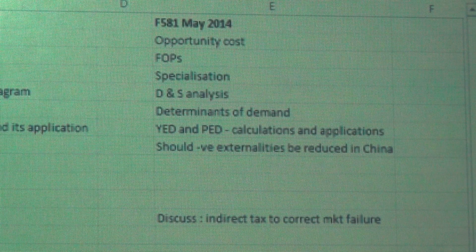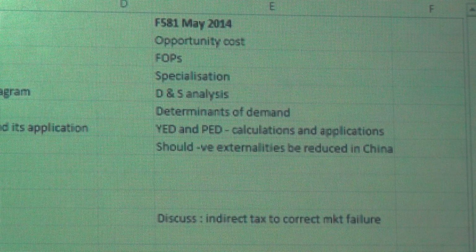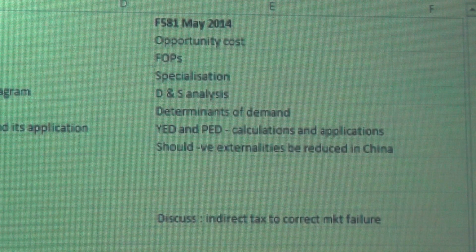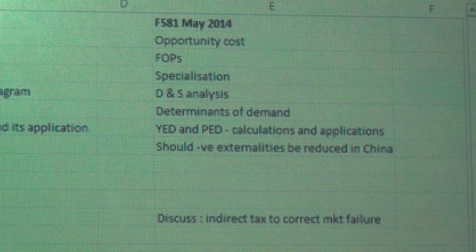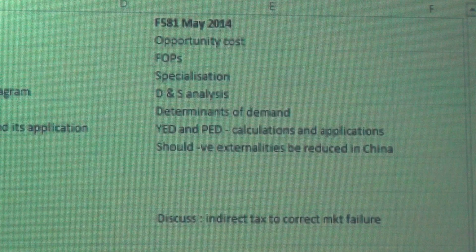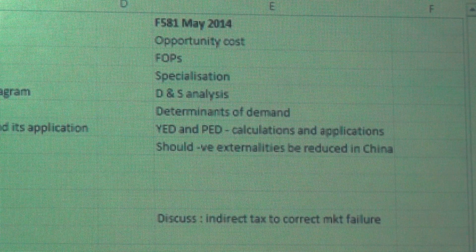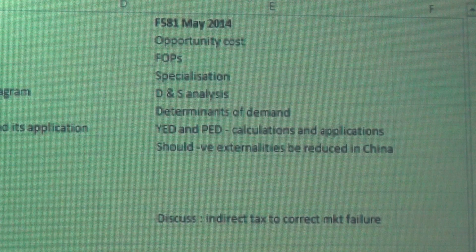Now, once again, there was a series of questions on demand and supply analysis, where you had to draw and annotate a demand and supply diagram. So that's 3 sessions in a row that particular questions come up. The next set of questions were on the determinants of demand.